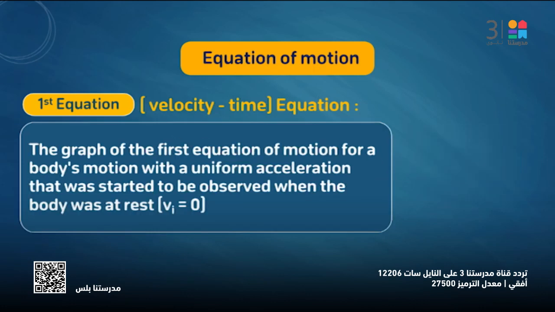So let's see a graph of the first equation of motion. The graph of the first equation of motion is for a body moving with uniform acceleration that started to be observed when the body was at rest. At rest means the object's initial velocity, vi, or the first velocity, equals 0. So the graph will start from the origin point. And we said the object is moving with a uniform positive acceleration.